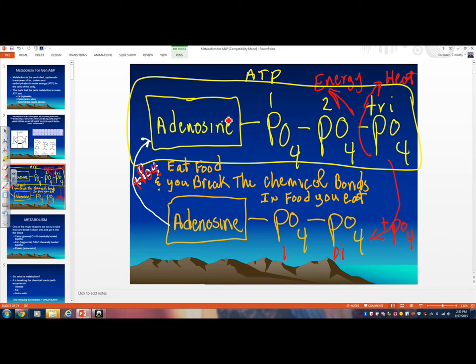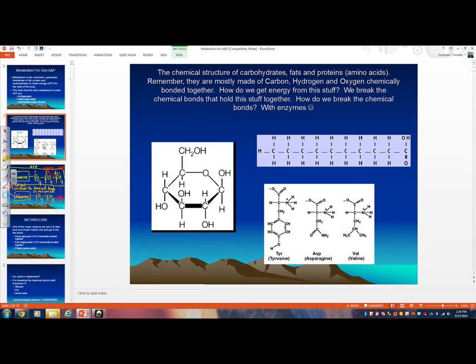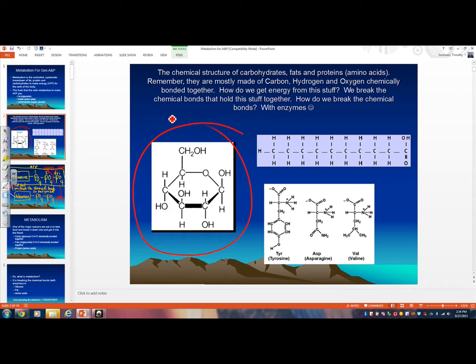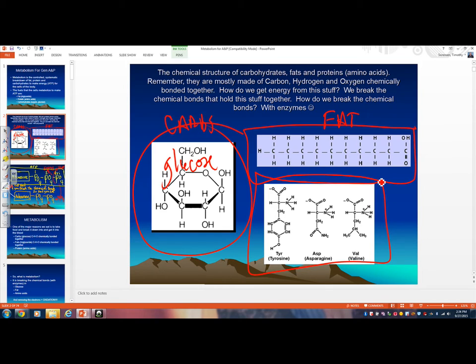And where you get that energy is from the food that you eat. So you eat food, your digestive system breaks it down, and then you get the constituents, or what's left of that food. And it is carbs, and we know glucose, fat, lipid, or amino acids.